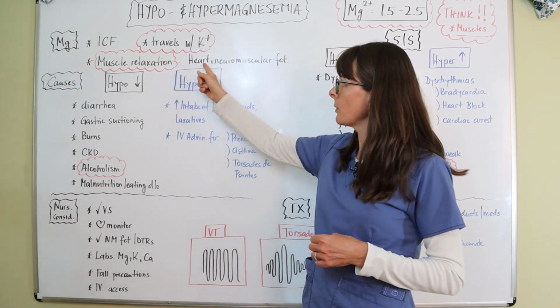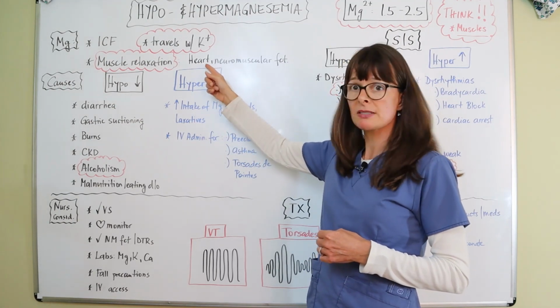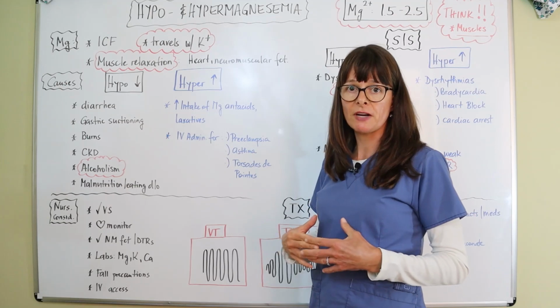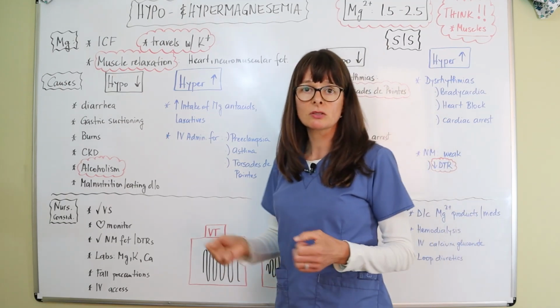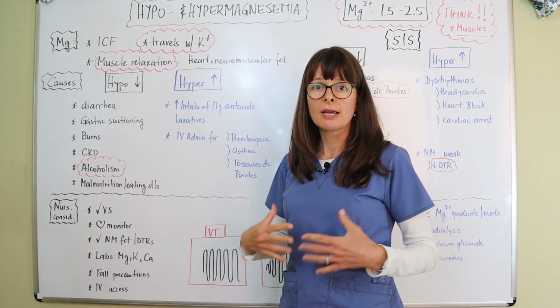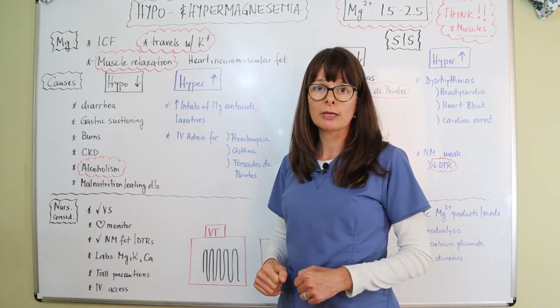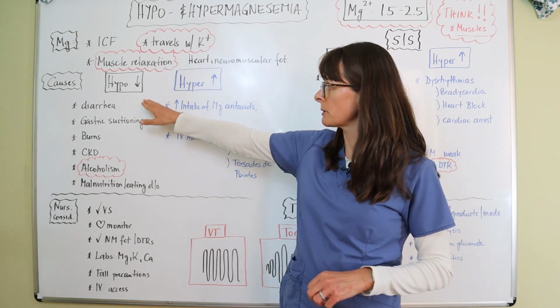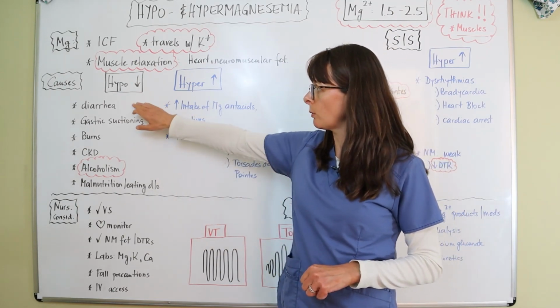Magnesium helps with the relaxation. And therefore, we always have to think about the heart muscle as well as the neuromuscular junction or the neuromuscular function. Those are the skeletal muscles as well as the smooth muscles in the organs, especially our GI tract. So now, causes for low magnesium levels are number one, diarrhea.